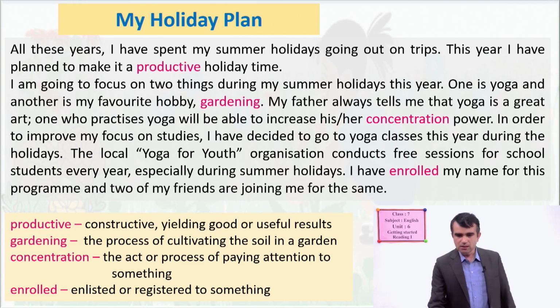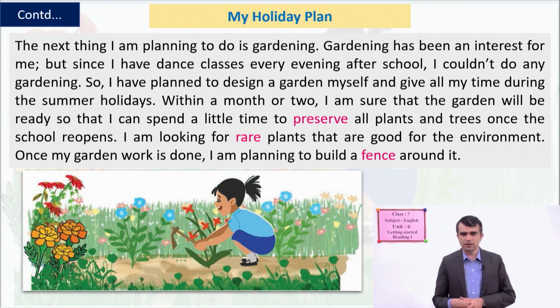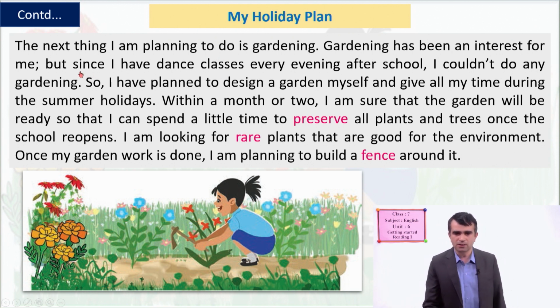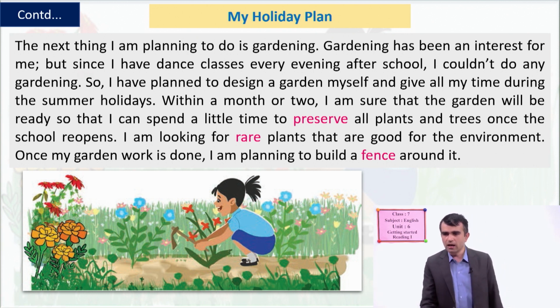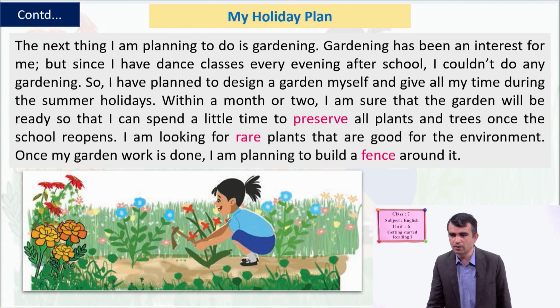Well, now next paragraph. My holiday plan continues. Now here I am going to read again. Now follow when I am reading. The next thing I am planning to do is gardening. Gardening has been an interest for me, but since I have dance classes every evening after school, I couldn't do any gardening.